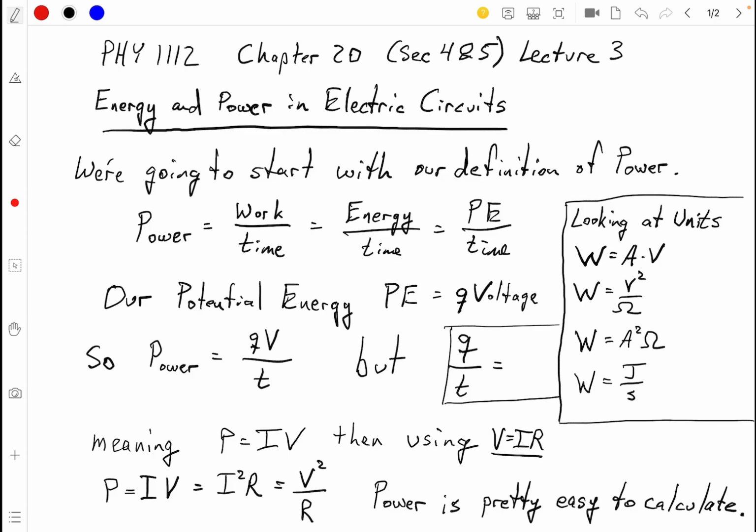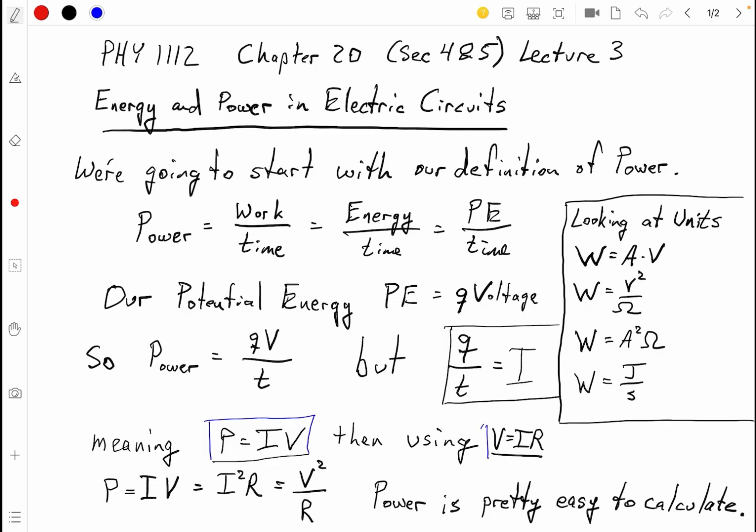But Q over T is equal to what? Okay, stop right here and tell me what Q, your charge divided by time, is. What is that equal to? Well, that's equal to your current, right? So we can then say that our power is equal to our current times our voltage.